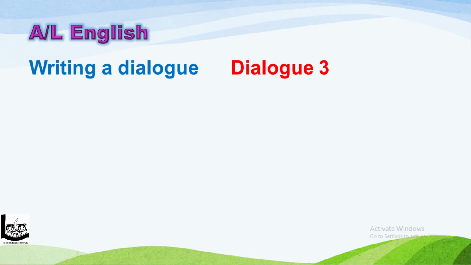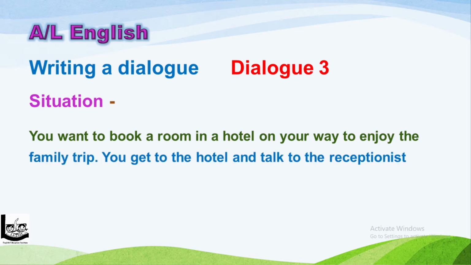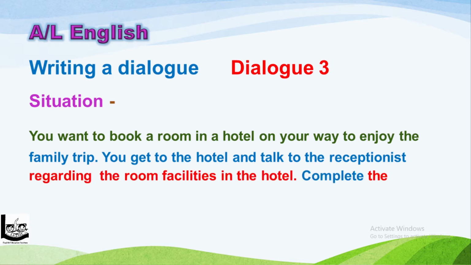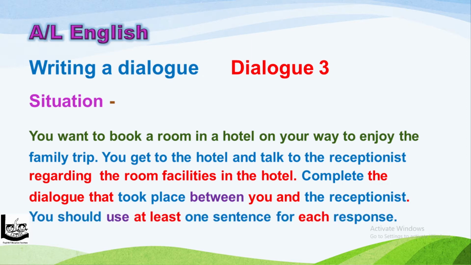Writing a Dialogue. Dialogue 3. Situation. You want to book a room in a hotel on your way to enjoy the family trip. You go to the hotel and talk to the receptionist regarding the room facilities in the hotel. Complete the dialogue that took place between you and the receptionist. You should use at least one sentence for each response. Okay? You can understand, I think.